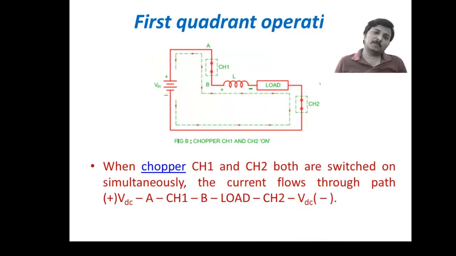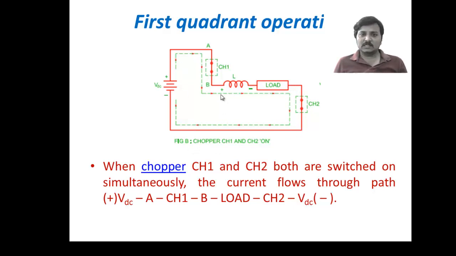So let us see the modes of operation. In the first quadrant operation, the two chopper switches, CH1 and CH2, are both switched on simultaneously. Let us observe the current flow path. It starts from the VDC source, then point A, then the CH1 switch, point B, and the load. Through the load, which has inductance and resistance, then CH2 and back to VDC.